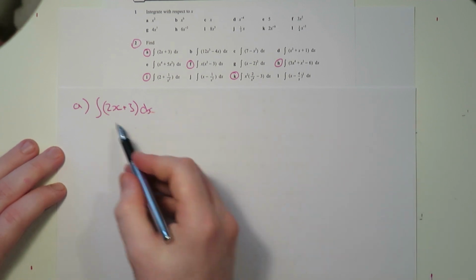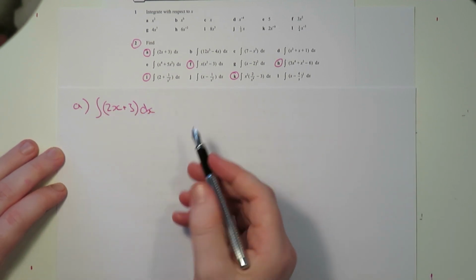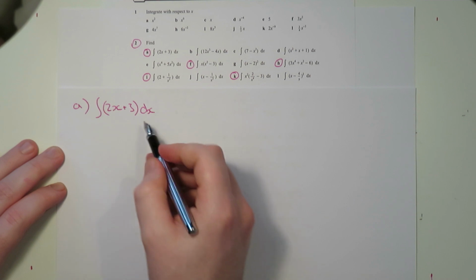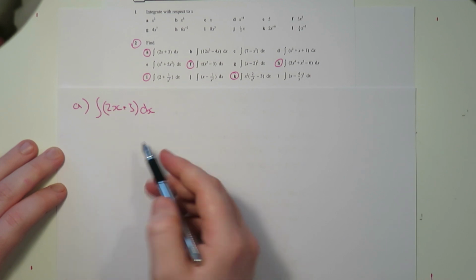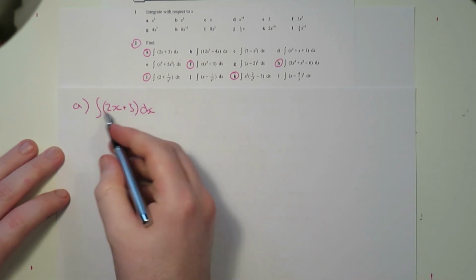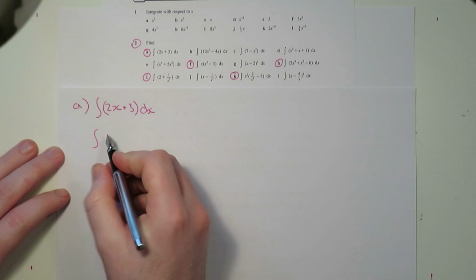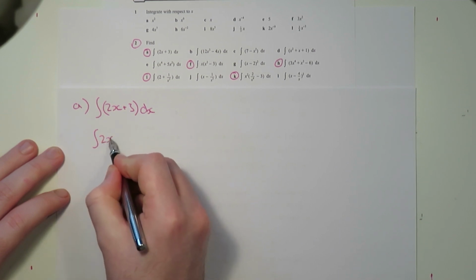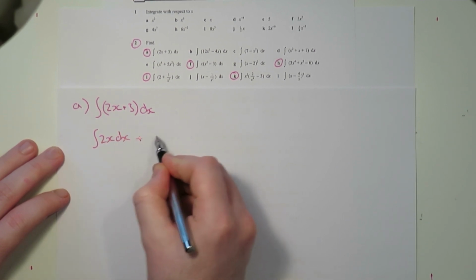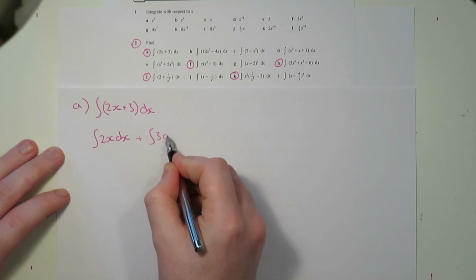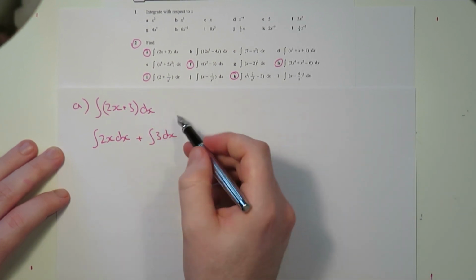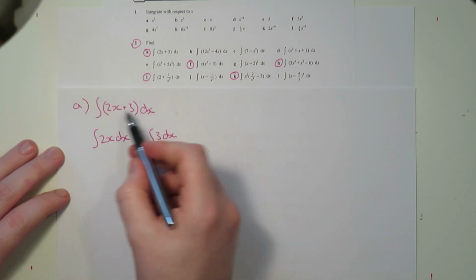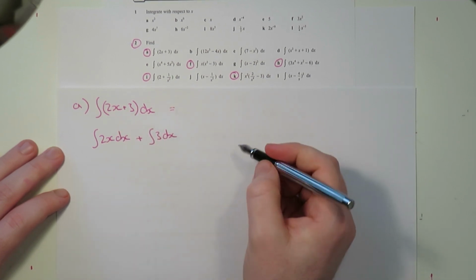Okay, question A. Find the integral of (2x + 3) dx. And you'll see here that the brackets are around this. This just means that this dx term is multiplied by both of these. So we can rewrite that as the integral of 2x dx plus the integral of 3 dx, if that's what you want. But you don't need to integrate it this way. You can just do the whole thing in one go.